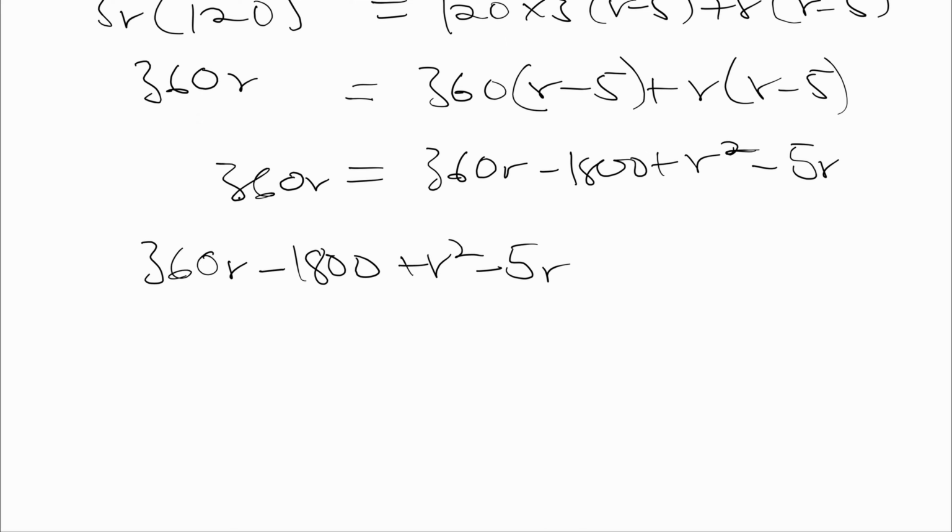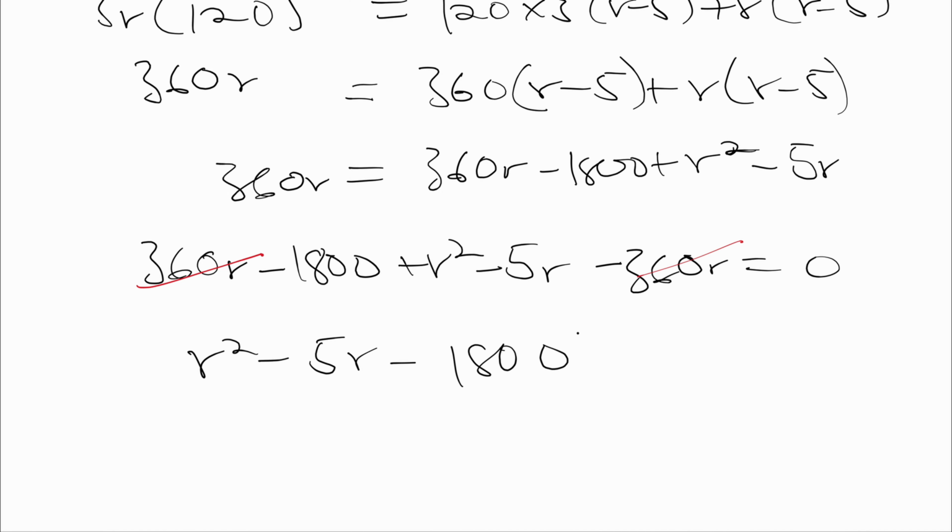Now this 360R will cross the equal to sign, becomes negative. So minus 360R is equal to 0. Now negative 360R will cancel positive 360R. So we'll be left with R squared minus 5R minus 1800 is equal to 0. Okay, so now we have a quadratic equation.